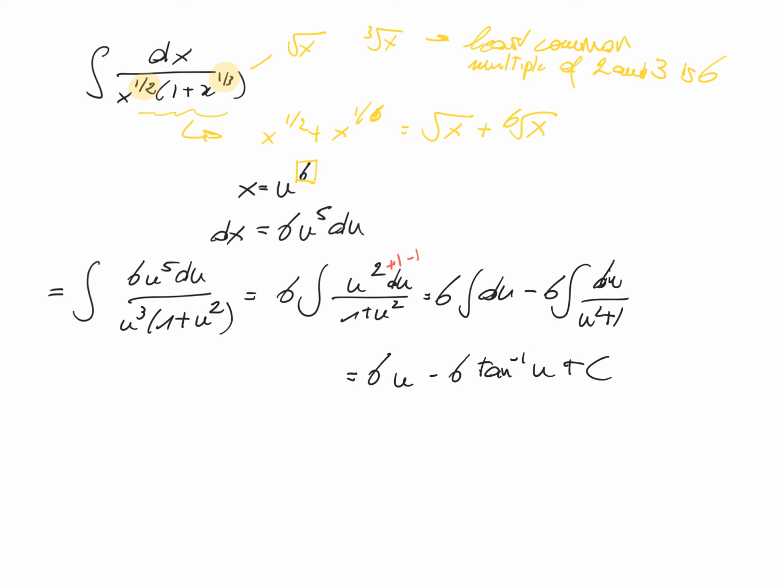And then finally we have to transform it back. So this is 6 times the sixth root of x minus 6 times the tangent inverse of the sixth root of x plus a constant.